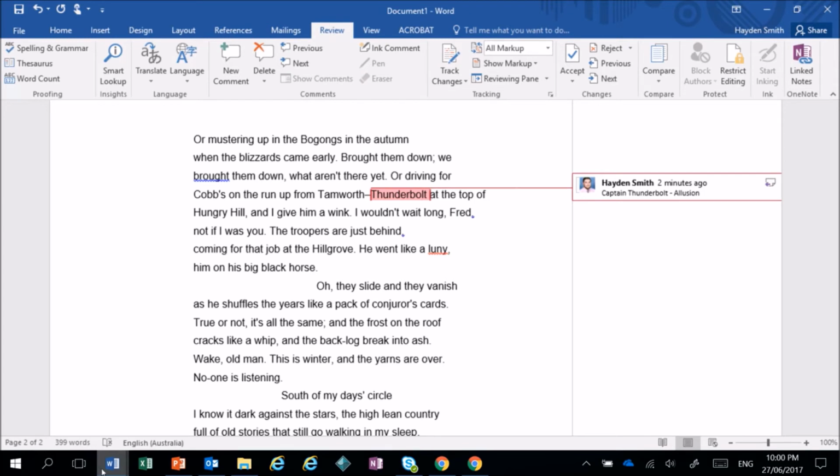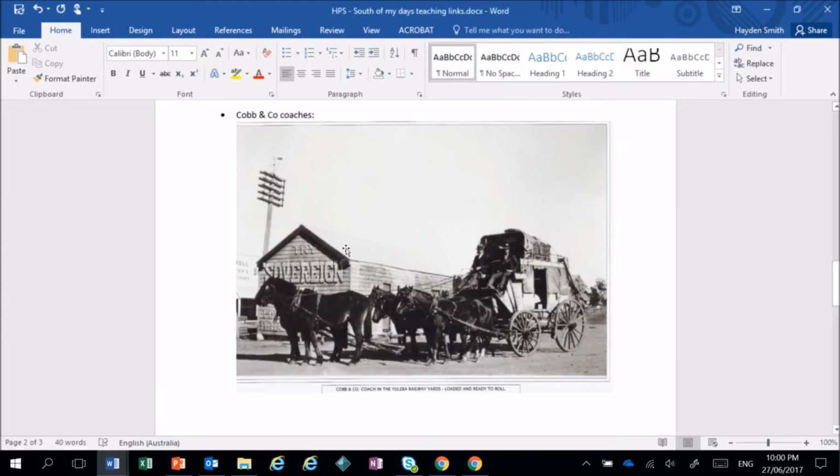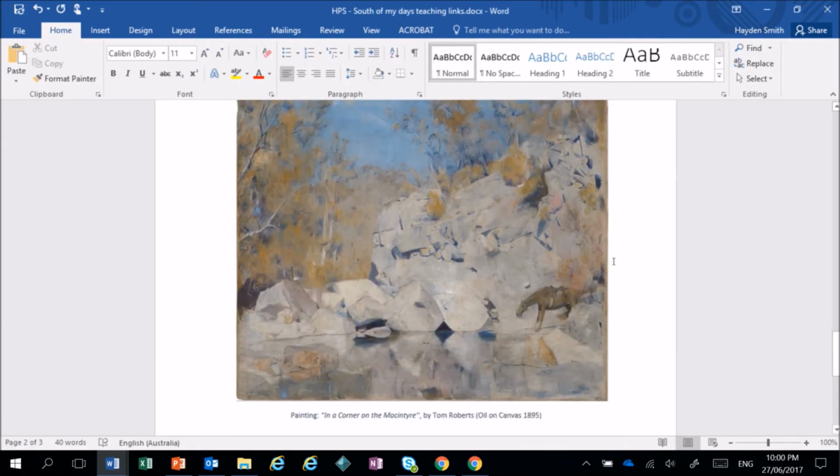But I have got the image of Captain Thunderbolt here in a painting by Tom Roberts, and it's a bit hard to see, but you can see Captain Thunderbolt here with his horse in a shootout in the rocks. So, I mean, I look at this particular painting and I often think of old Dan imagining himself somewhere in one of these rocks, giving him a wink and telling him, go, make sure you run for it. The troopers are just behind.